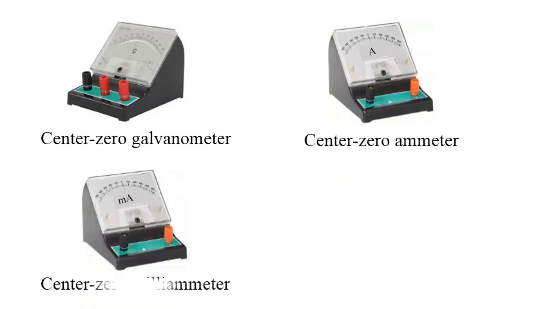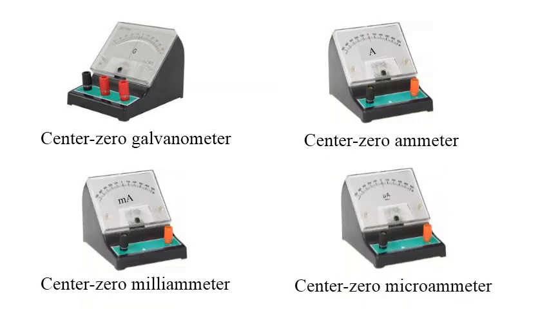A center zero galvanometer, a center zero ammeter, a center zero milliammeter or a center zero microammeter can be used to identify the direction of an electric current because the indicator can deflect to either side in these. Let us use one of these and further confirm the direction of current.